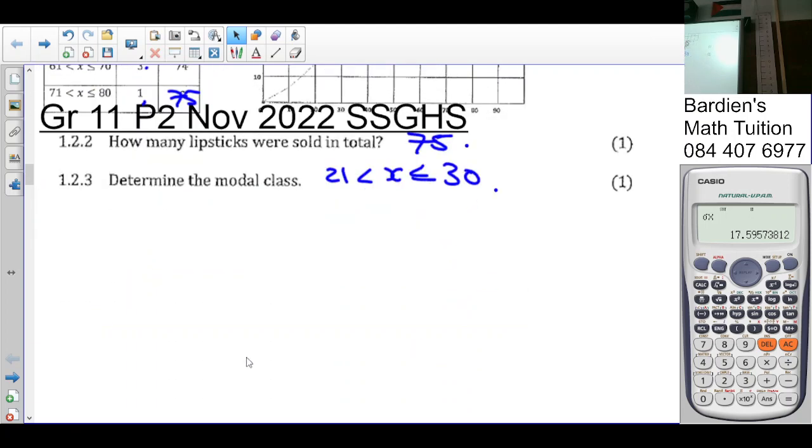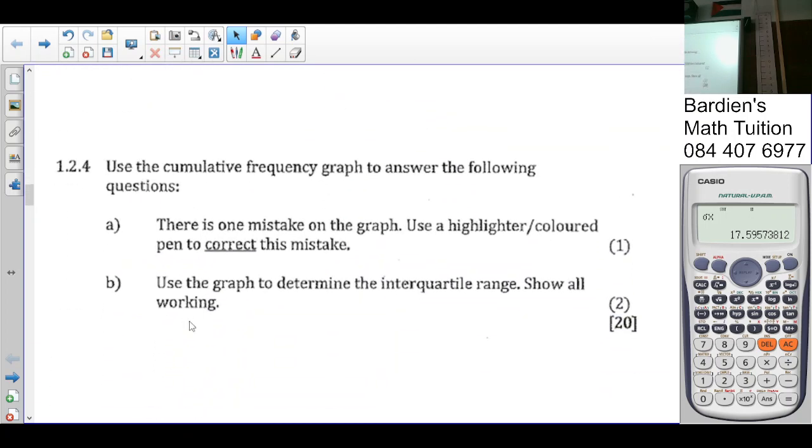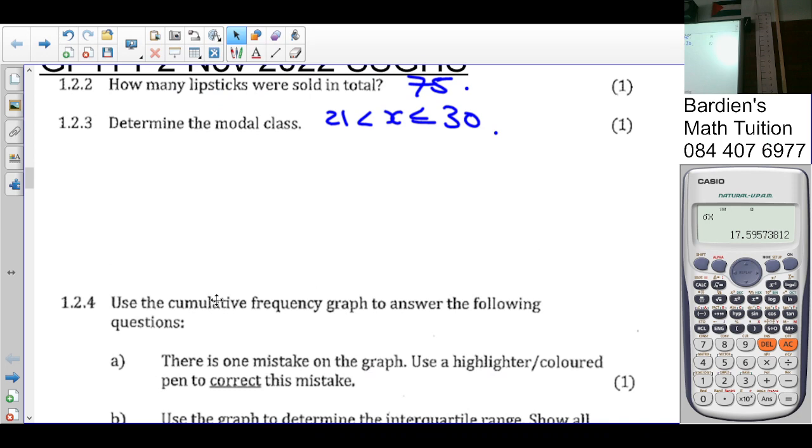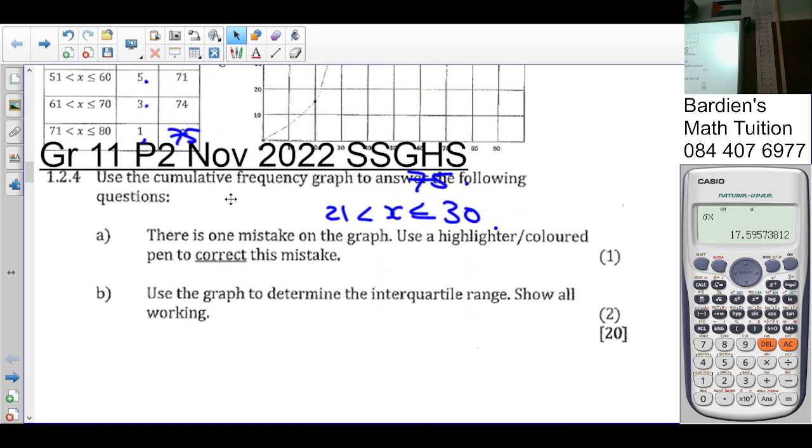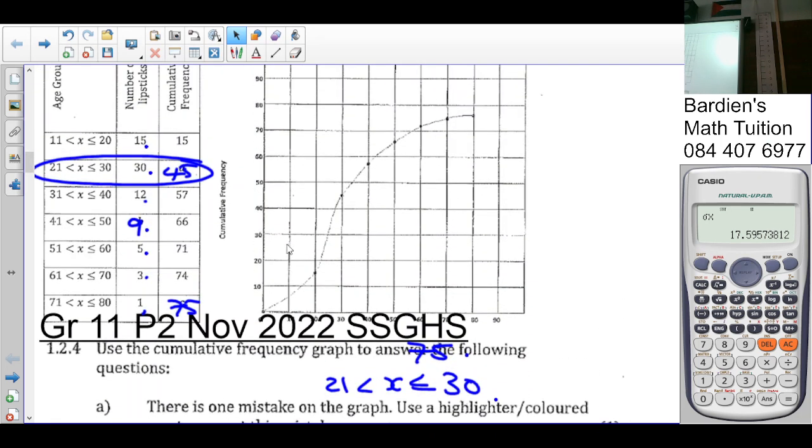Let's go to the next question. The next question says, use your cumulative frequency graph to answer the following questions. Okay, so we'll take this off here.